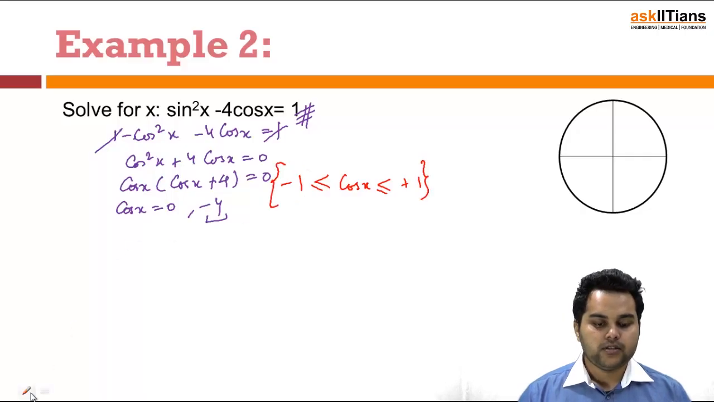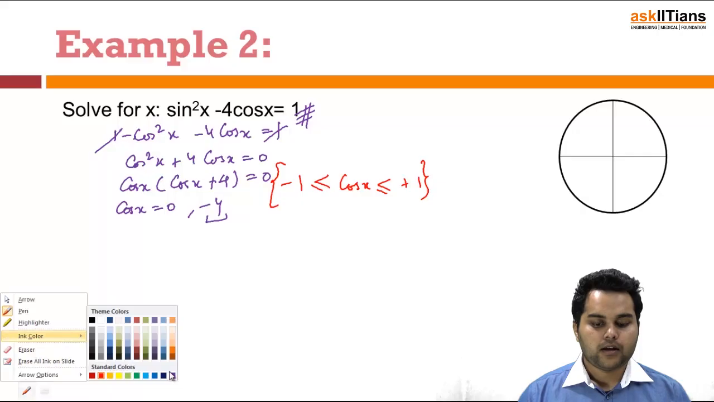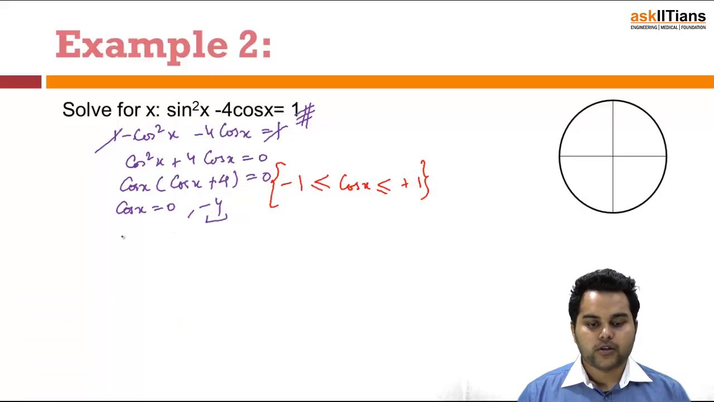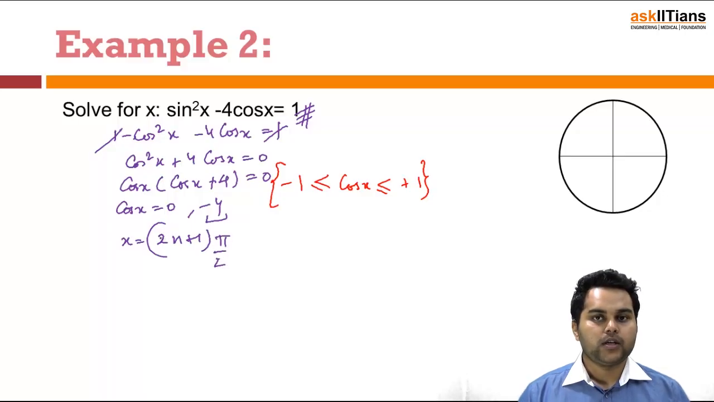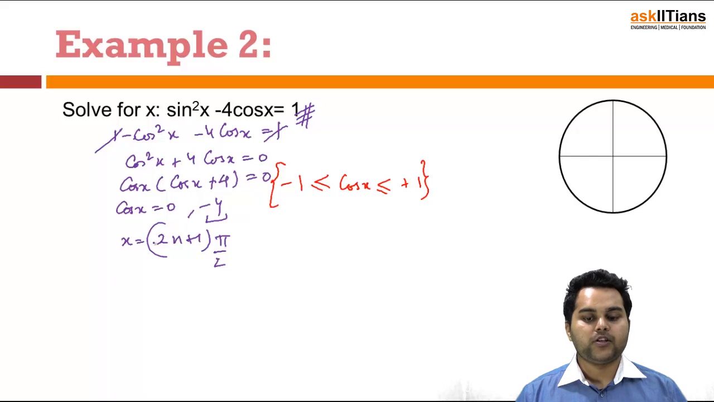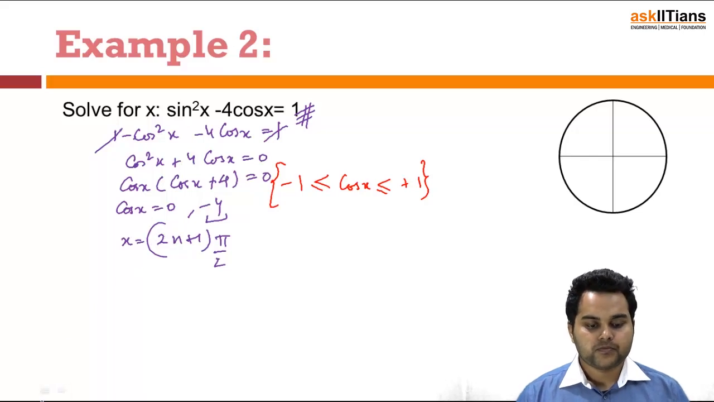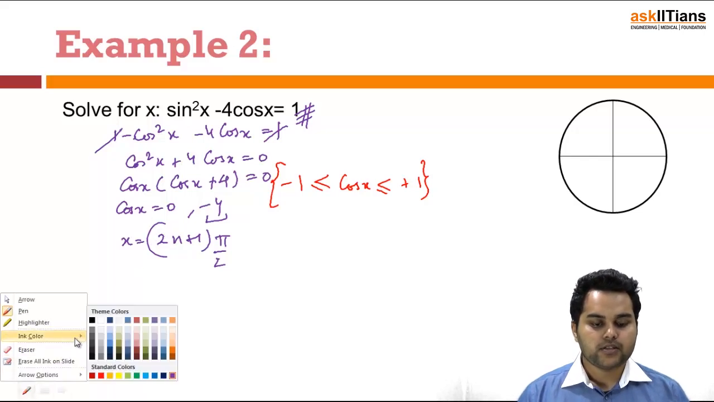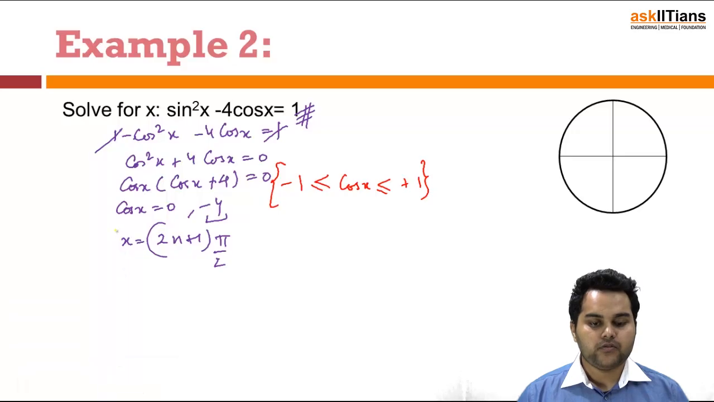So proceeding further, I get cos x is equal to 0, or x is equal to (2n plus 1) pi by 2, which is an odd multiple of pi by 2, for which cos x would always be 0. So that's the solution to this example that we have just solved.